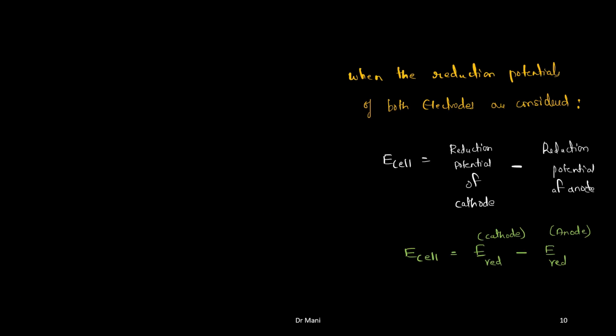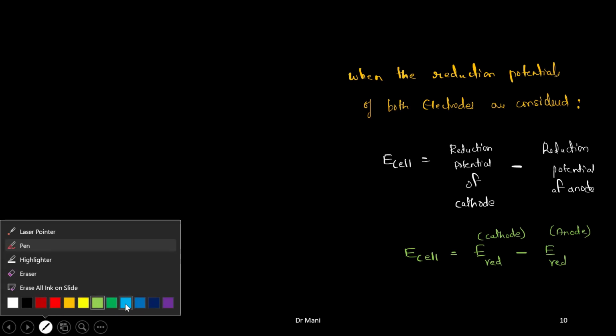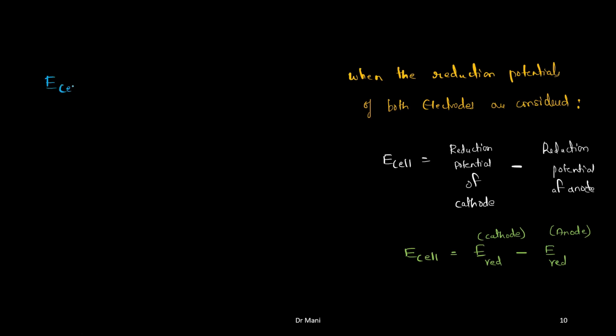So what is E cell? Can someone say what is E cell? We are talking about E cell. It is nothing but the cell potential. This cell potential will be determined by the difference between the reduction potentials of the two electrodes, that happen at the cathode and at the anode. At the cathode, the electrode is reducing. At the anode, it is oxidizing.